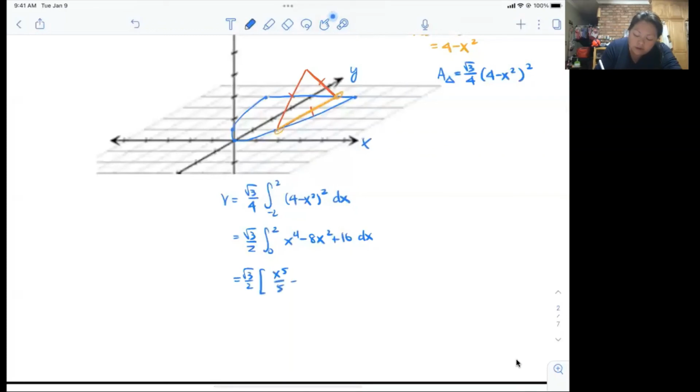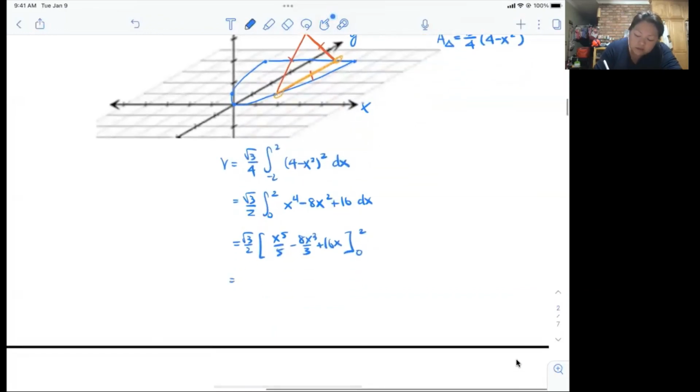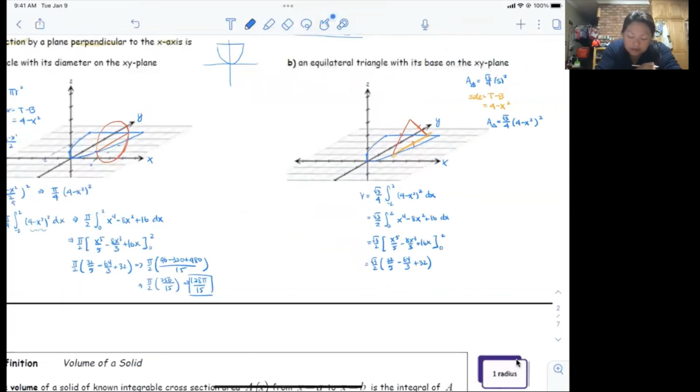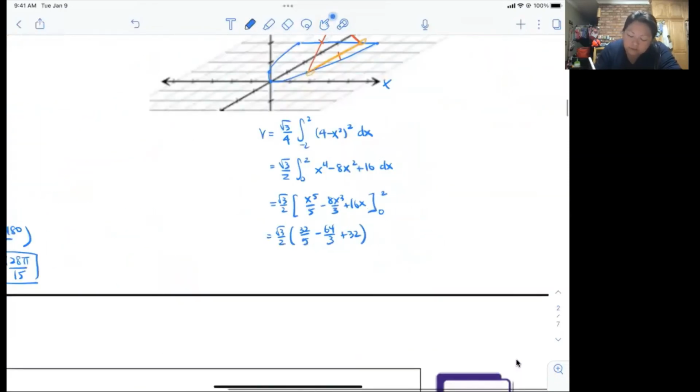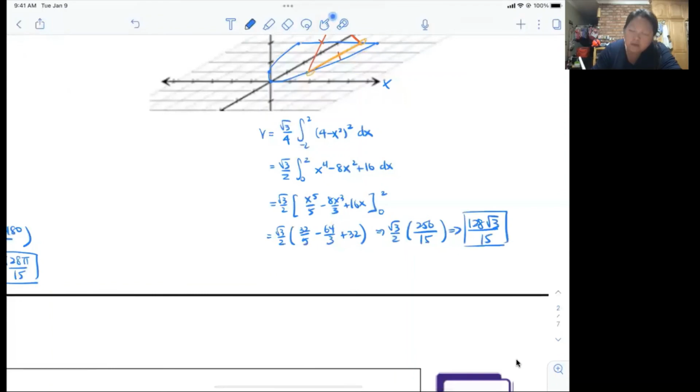Okay, so √3 over 2. Take your antiderivative, evaluated from 0 to 2. Okay, so √3 over 2, 32 over 5 minus 64 over 3 plus 32 minus 0. Hey, it looks exactly the same as before. So this will give me √3 over 2 times 256 over 15. This one's a really cool answer, pretty much the same as before, except this is 128 root 3 over 15 for my cubic units.